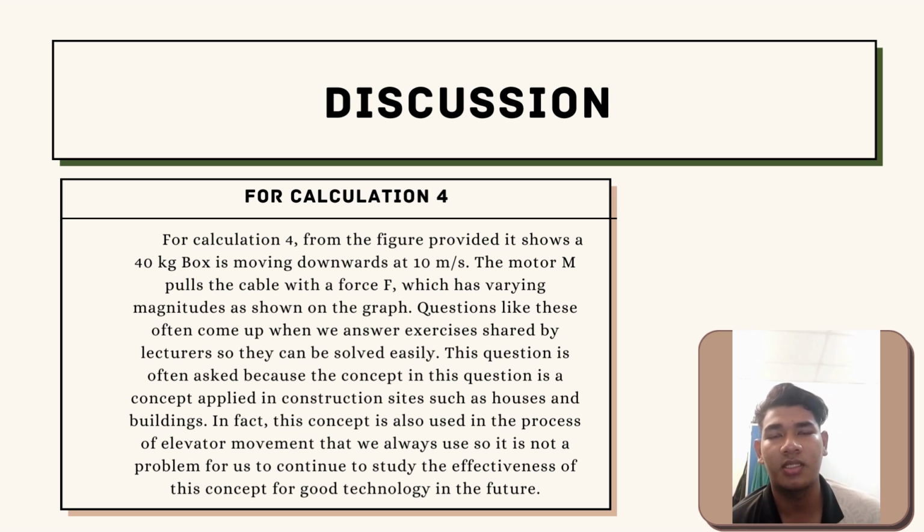For discussion of calculation 4, from the figure provided, it shows a 40 kg box is moving downward at 10 m/s. The motor M pulls the cable with a force which has a varying magnitude as shown on the graph. Questions like this often come up when we answer exercises shared by the lecturer, so they can be solved easily. To answer the first question, as usual, we need to draw a diagram of the impulse and momentum to sharpen our understanding.